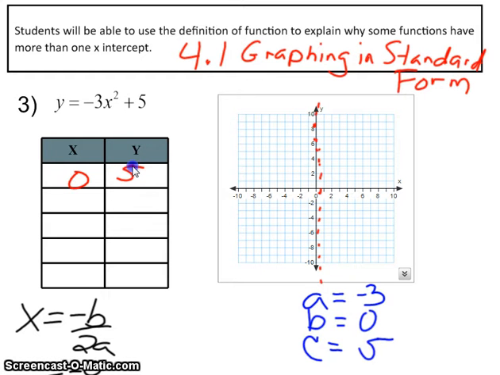0, 5 is my vertex. Also, 0, 5 is the y-intercept. So for this problem, the vertex and the y-intercept are the same point. Since this is concave down, every point after this has to be below that vertex. So we're going to do some common sense checks. If we see that we're plotting anything above that vertex, something's going wrong and we need to fix our mistakes.